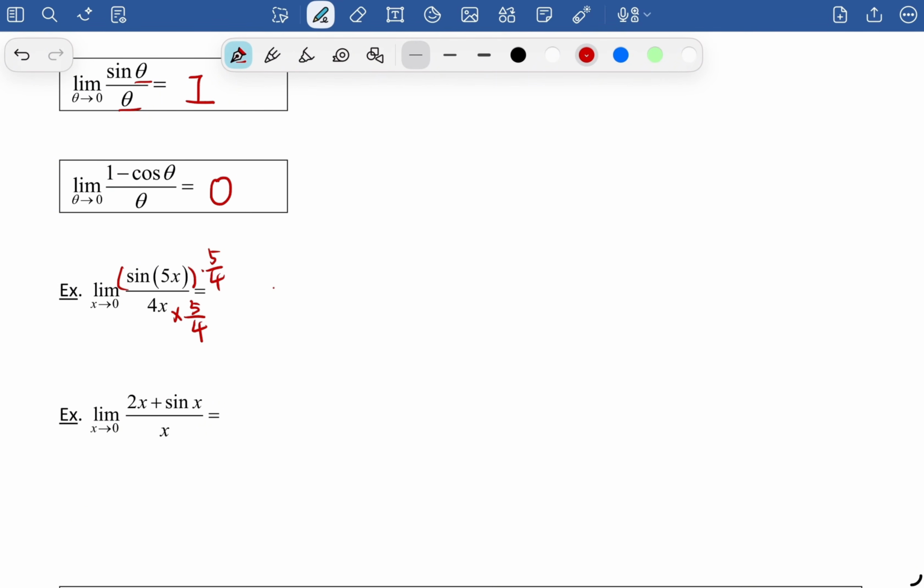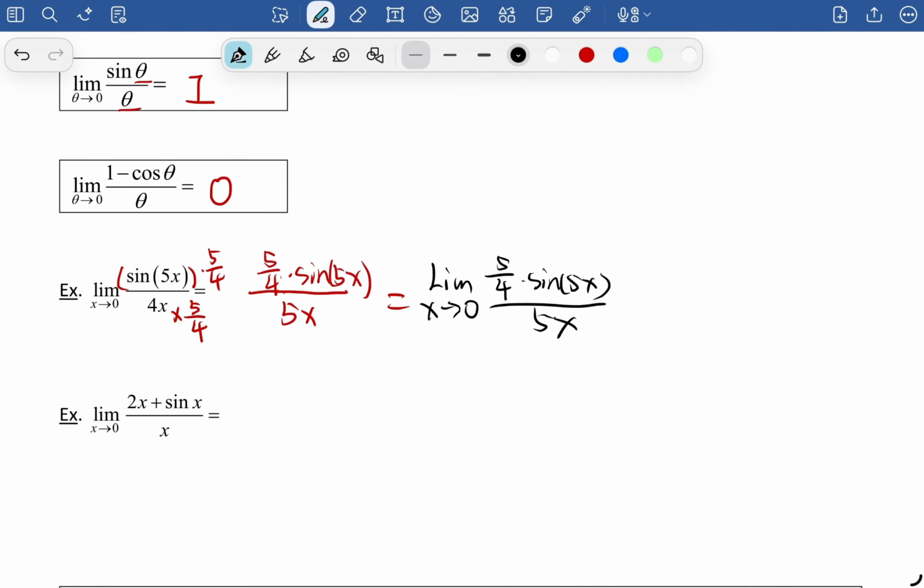So your denominator will simply be 5x, and your numerator is going to be 5 over 4 times sine 5x. And we just have to evaluate the limit as x approaches 0 of 5 over 4 times sine 5x divided by 5x. We know these two, this is 1. So the value is basically 5 over 4 times 1, which equals 5 over 4.